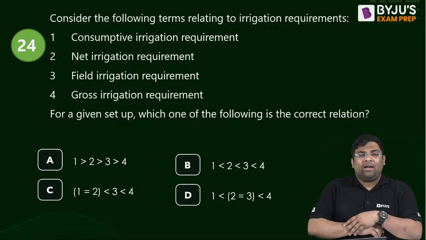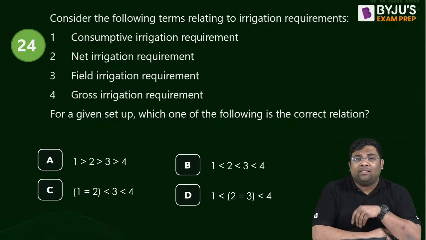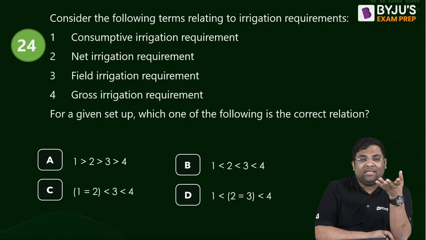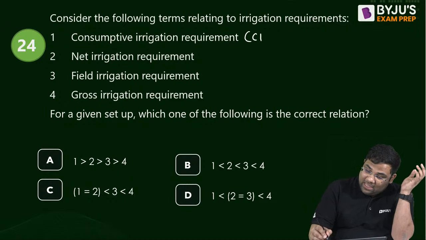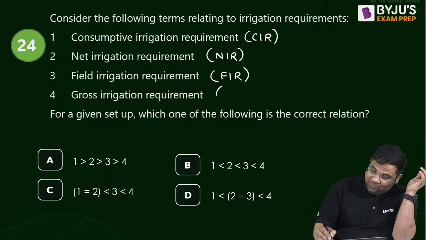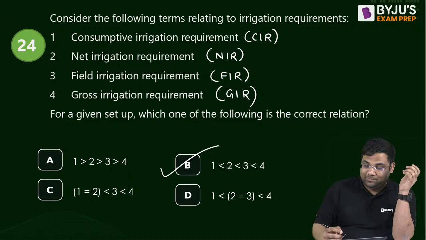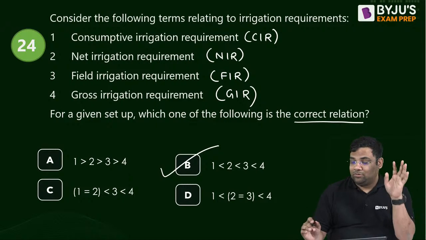Okay, this question we solved, right? We discussed this question sometime before. Answer this 24th question fast. Very straightforward question. CIR, NIR, FIR, yes. And then this is what? GIR, yes. Straightforward question. Answer is what? B. The correct relationship is asked. So we solved this, yeah?